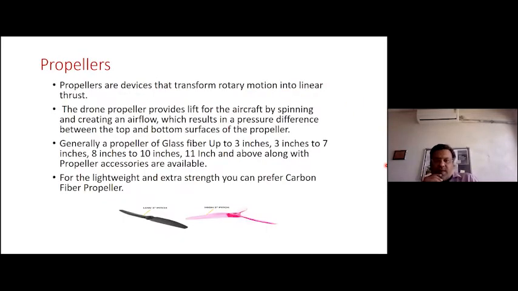Then we need the propellers. Propellers give us the thrust, because they rotate when mounted on your drone. Generally we have 3-inch, 8-inch, 10-inch, and 11-inch propellers. You can also design your own propellers depending on your application. But generally 11-inch is used, and with the help of 11-inch propellers, you can easily achieve a height of more than 500 meters.